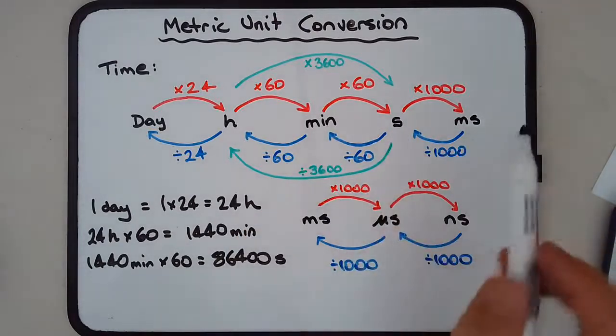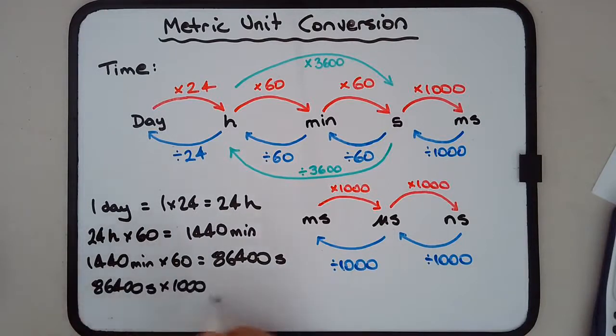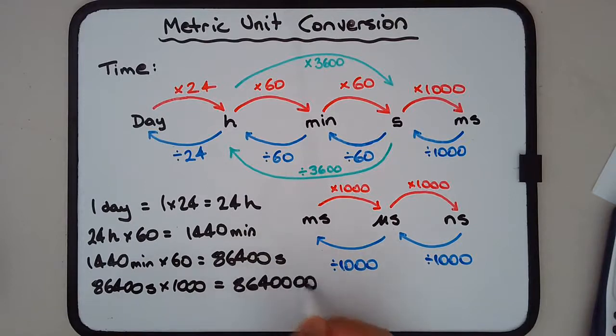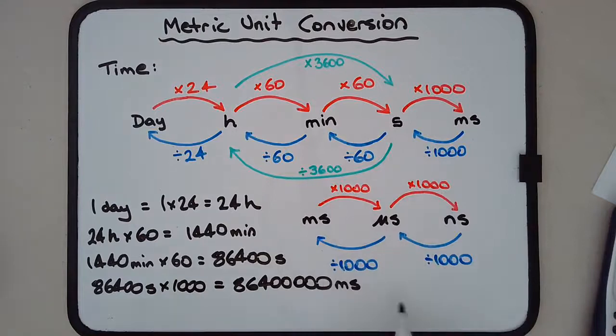Seconds into milliseconds. 86,400 seconds, multiply that by 1,000. All we need to do is just add on another 3 zeros. So that's going to be 86,400 and then 3 more zeros: 1, 2, 3. And that's milliseconds, lowercase m, lowercase s. Now a bit of a shortcut. If I want to go milliseconds straight to nanoseconds, I'm going to add 3 plus 3, another 6 zeros to this.